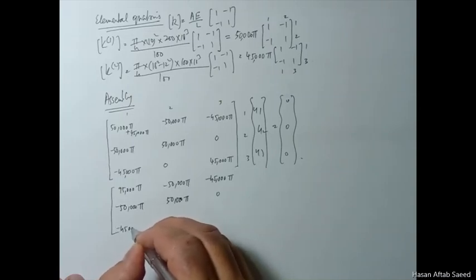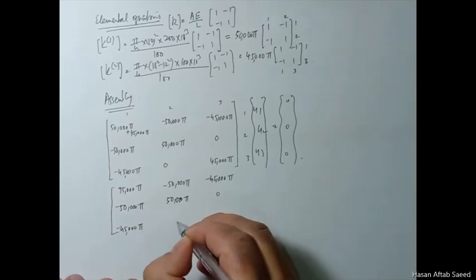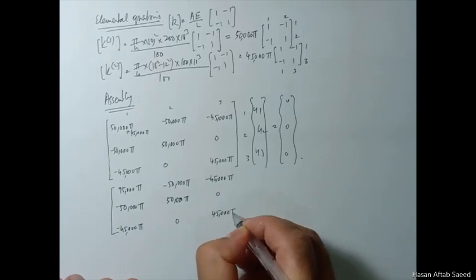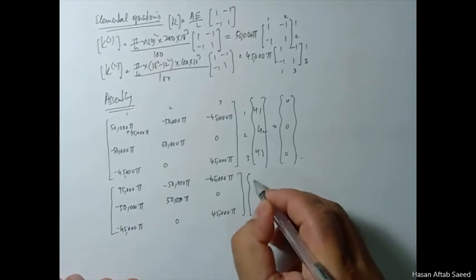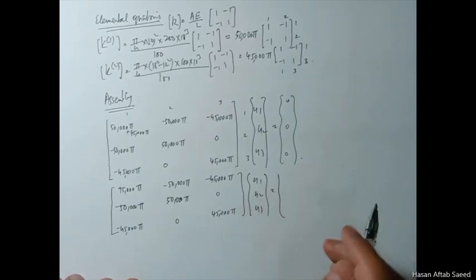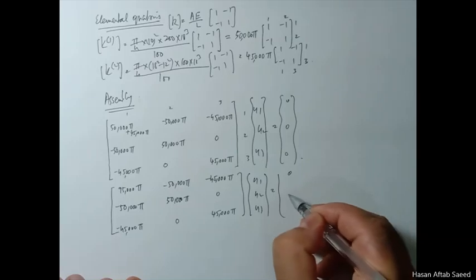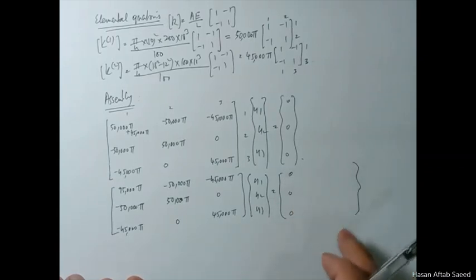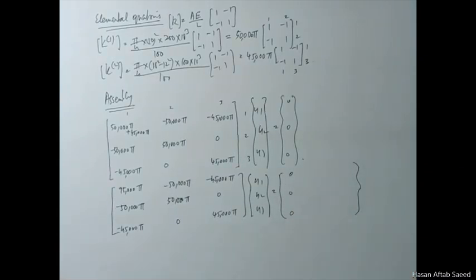Minus 45,000 pi, 0 and 45,000, u1 u2 u3, and you have 0 0 0. Again, let me put this curly bracket at a distance, and now it should be very clear why I'm doing this. Now it is time to apply the boundary conditions.